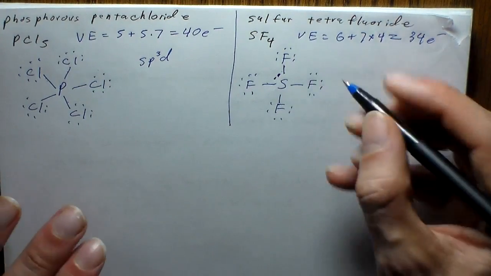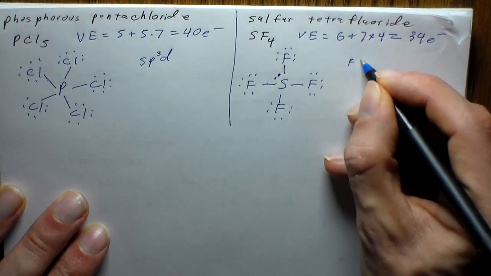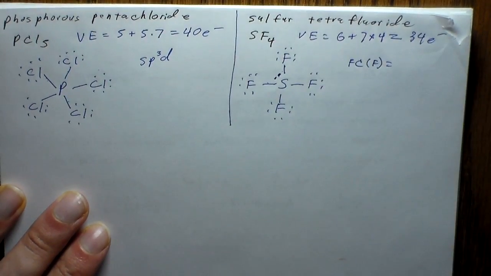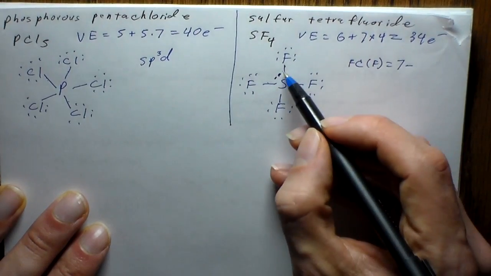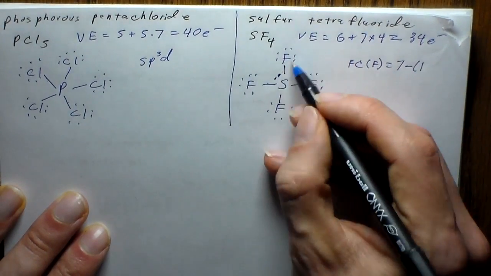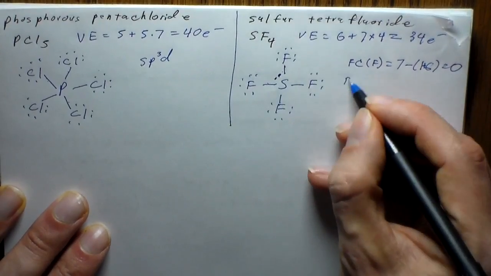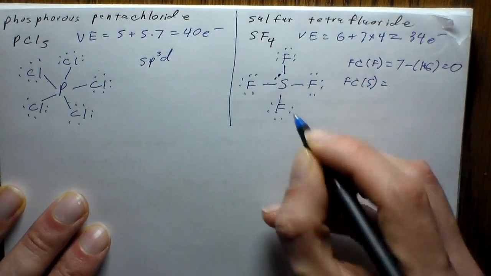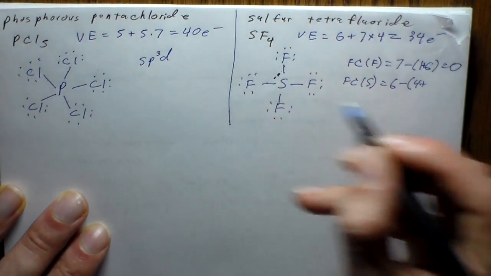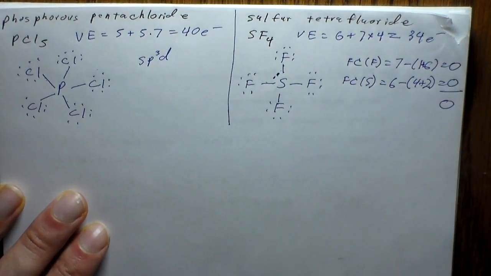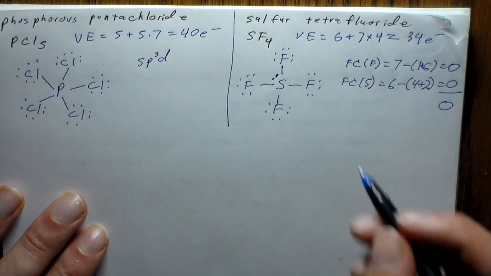So we calculate our formal charges. So the formal charge on the fluorine is going to be, there's 7 valence electrons minus, I have 1 line and 6 dots. So that's going to be 0. And the formal charge on my sulfur, that has a valence of 6 minus 4 lines plus, and you can see here 2 dots, so that equals 0. So that's 0, so that's perfectly fine over there.